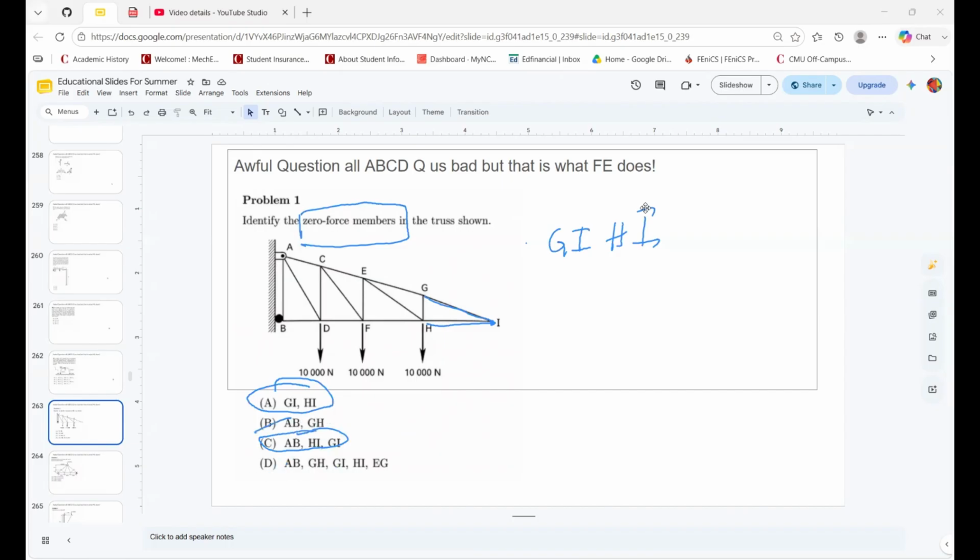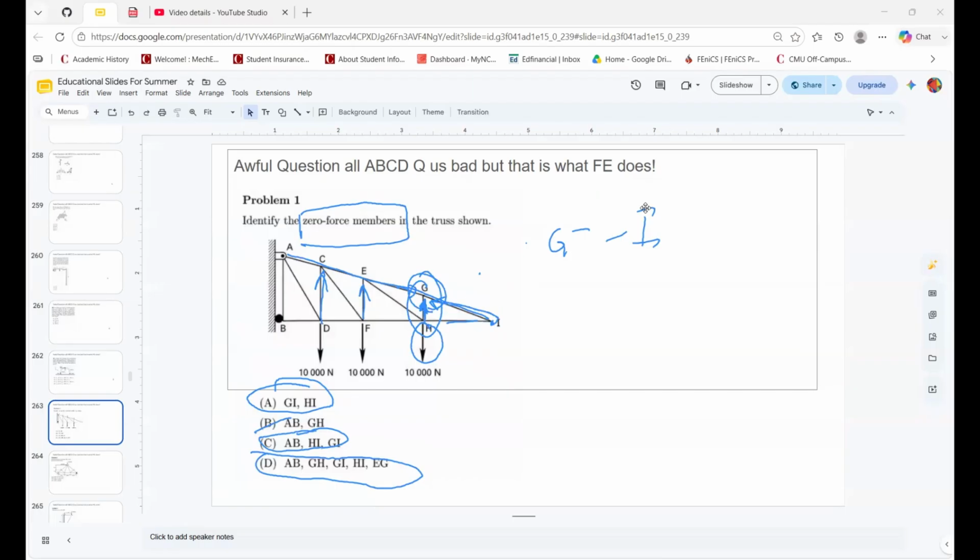So we already eliminated one because we know those are zero force members. Over here, because this is zero, this is zero. I'm pretty sure GH should be zero too. Yeah, I'm pretty sure this is supposed to be a straight line. I don't know why it's not straight. So let's try GH for a second. Wait, this has to be a zero force member. I'm not trolling here. This has zero force. If this has a force, this thing is fudged.